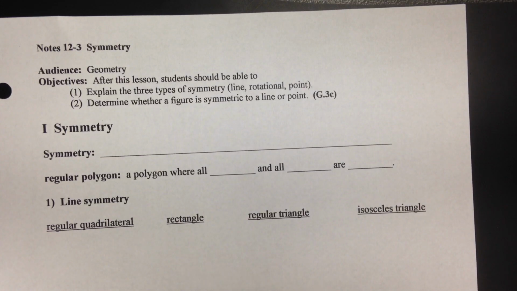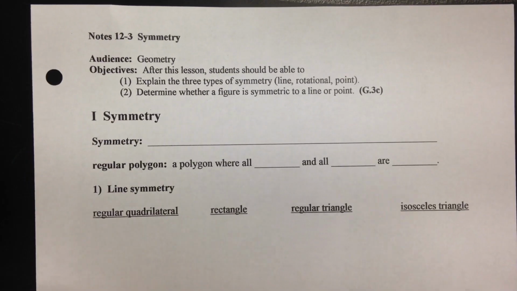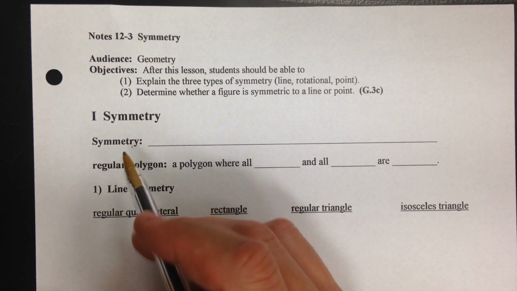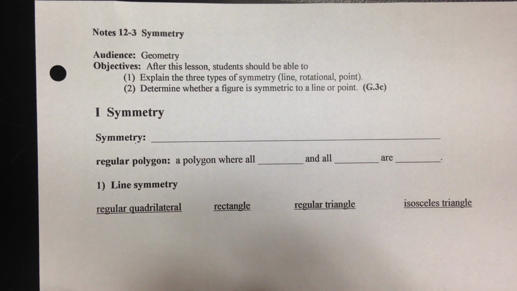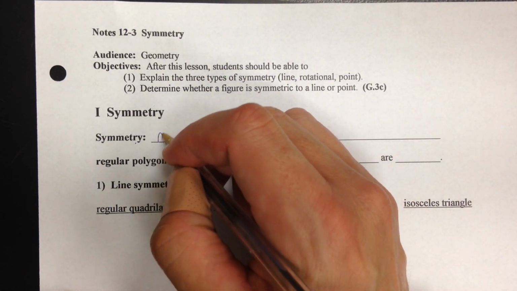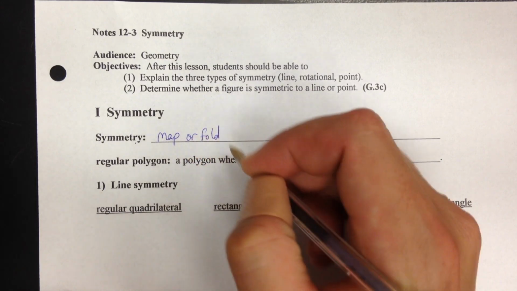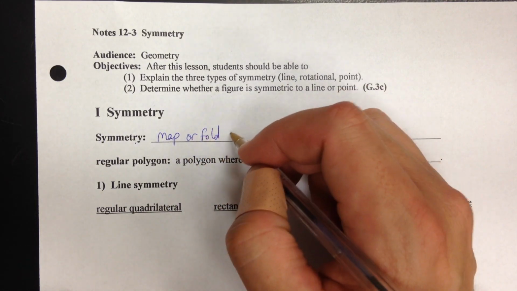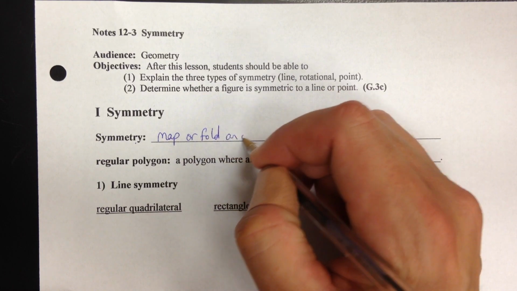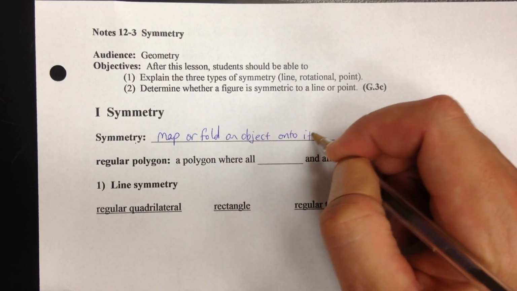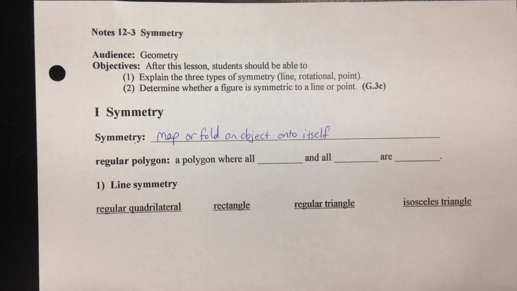All right, so we're going to define symmetry and we're going to look at different types of symmetry. So the first thing is the definition of symmetry, and there are a lot of ways that you can think about it. The way that I like to explain it is the idea is an object that can map or fold onto itself. A lot of times you'll think about it as you can fold it in half.